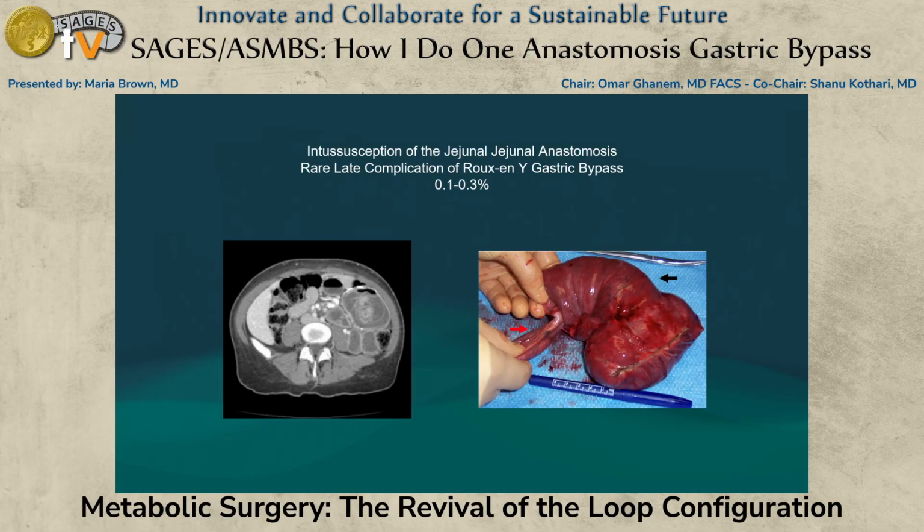So intussusception, obviously we don't have data that's going to compare the two without a jejunal anastomosis. And this is a very rare complication of gastric bypass, 0.1 to 0.3%. But I can speak for myself and for everyone in the room who has taken a patient with intussusception back to the operating room. It's a terrible operation. We're probably doing an open operation. So if we can avoid this, this could be beneficial in the long run.